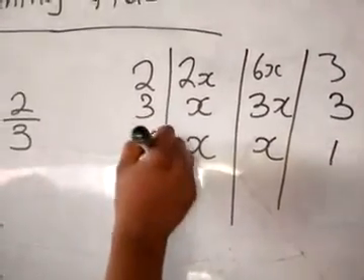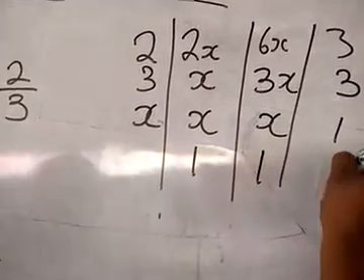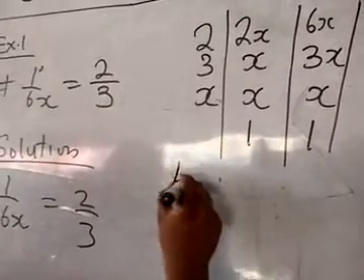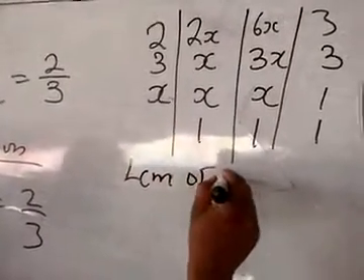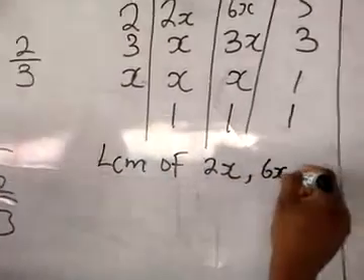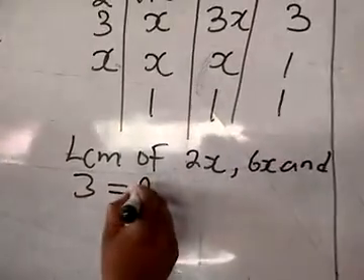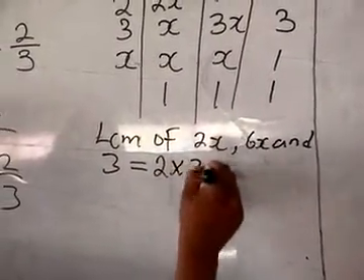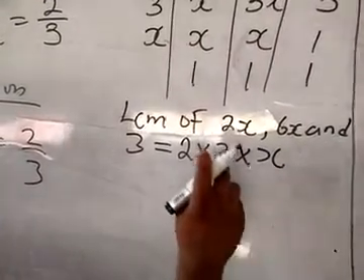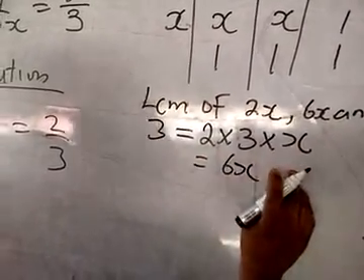So now x will divide. x divides x, 1. x divides x, 1. Bring down your 1. So the LCM of 2x, 6x, and 3 is 2 times 3 times x. 2 times 3 will give you 6. 6 times x will give you 6x. So the LCM is 6x.